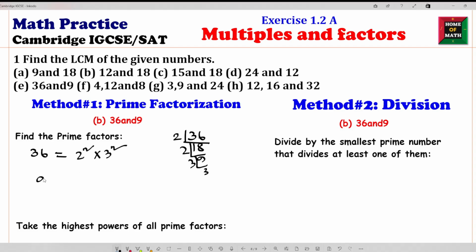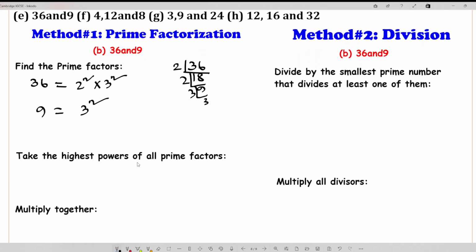Now 9 means 3 square. So take the highest power of all prime factors. So the highest powers are 2 square and 3 square, right? So multiply together, 2 square times 3 square. So what will be the result? 2 square means 4 times 3 square means 9. The result is 36. Okay.